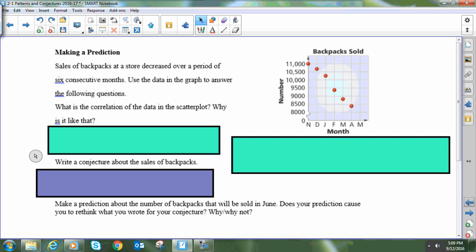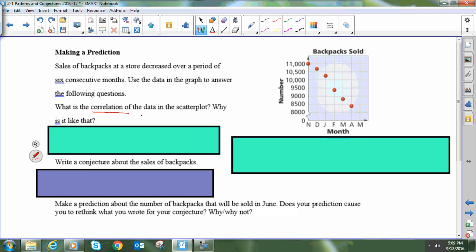No, I think we'll go ahead and just continue on. Let's just go ahead and finish this one off. Making a prediction. Sales of backpacks decreased over time. Well, here, how is the data? How is it correlated? What would we say the correlation of the data is?